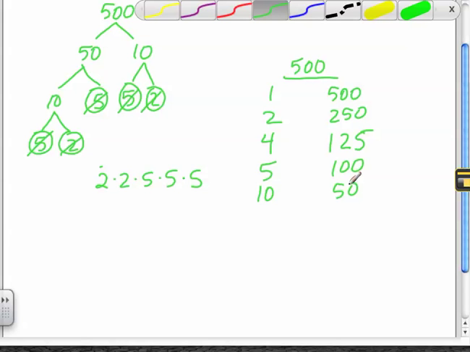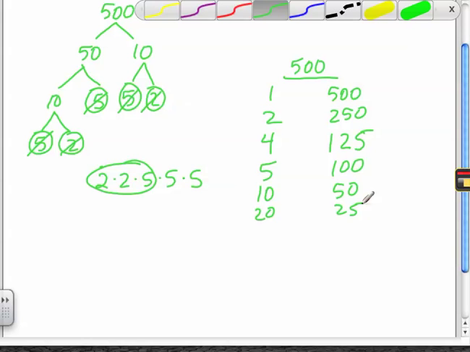What else goes into it? What else can I make? How about 25? Does 25 go into it? How many times does 25 go into 500? I have no idea. Oh, maybe I do. Liam? How many? 20 times? Good. So, oh, look. Then 20 must go into it. 20 times 25.